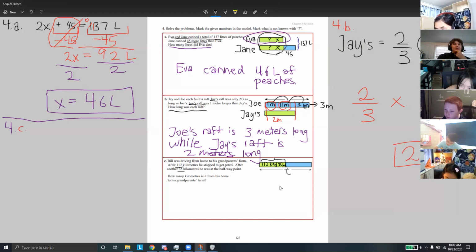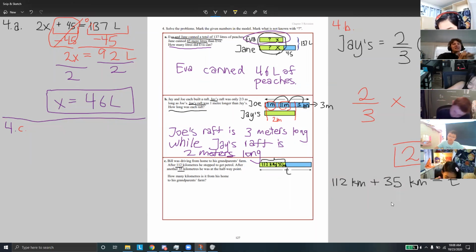Is it 112 plus 35, and then we multiply by 2 to get t? I'm trying to write an equation. You guys are on the right track. I'm just trying to show you the equation. 112 kilometers plus 35 kilometers. We know that these two don't equal t. I can't write t because 112 kilometers plus 35 kilometers is only half of t.